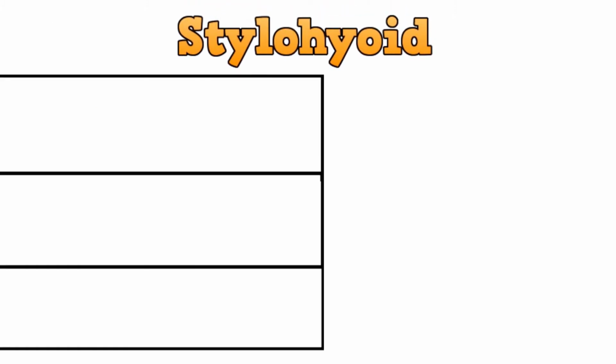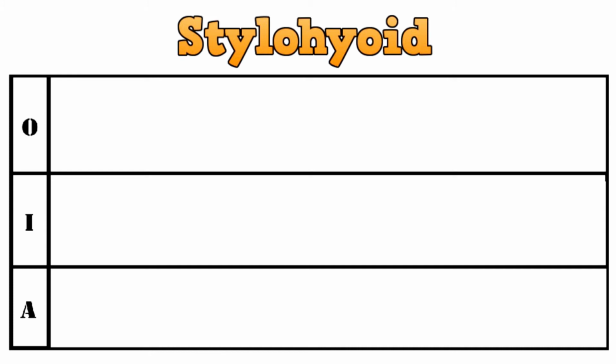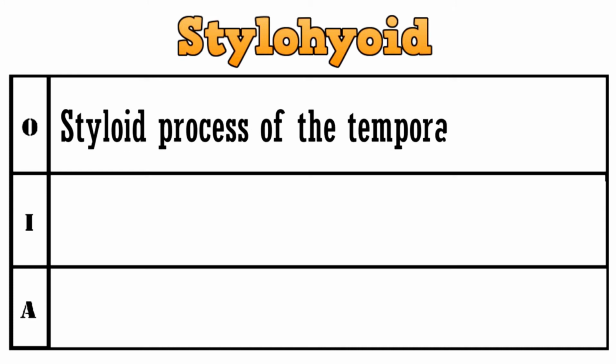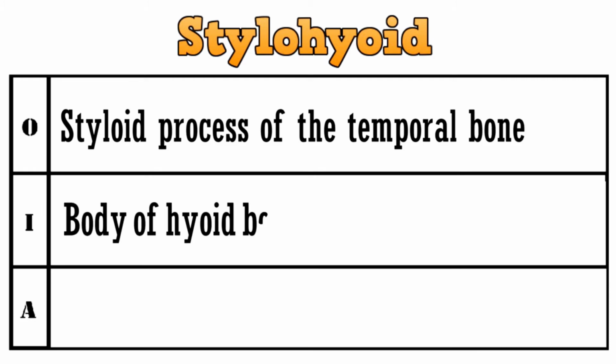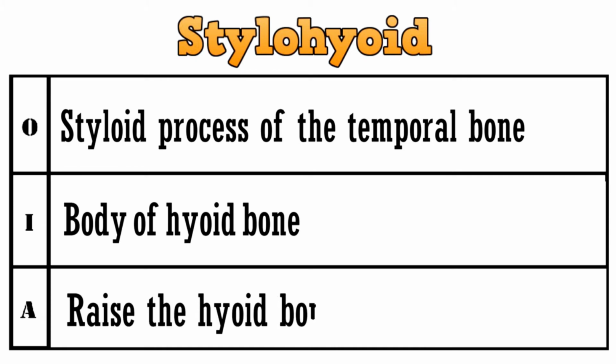Next muscle is the stylohyoid. As the name suggests, it originates from the styloid process of the temporal bone and gets inserted to the body of the hyoid bone. The action of the muscle is to raise the hyoid bone.